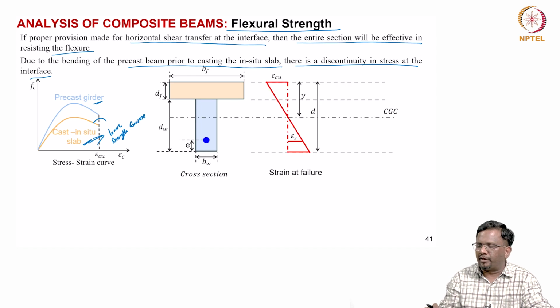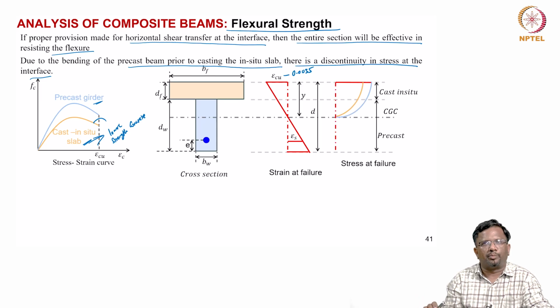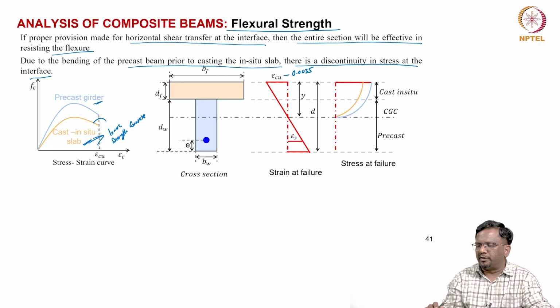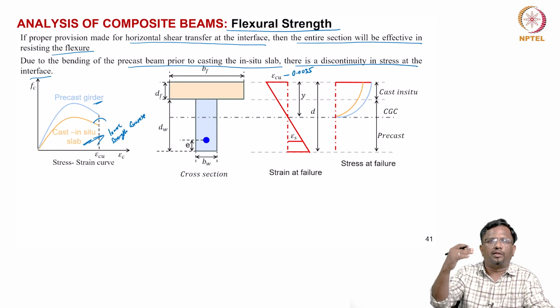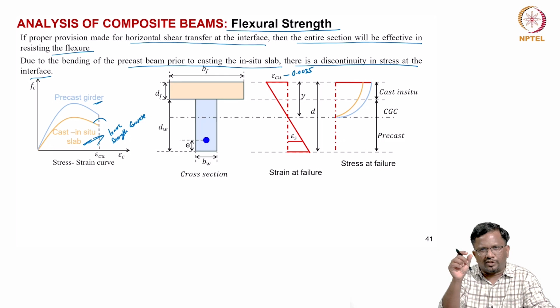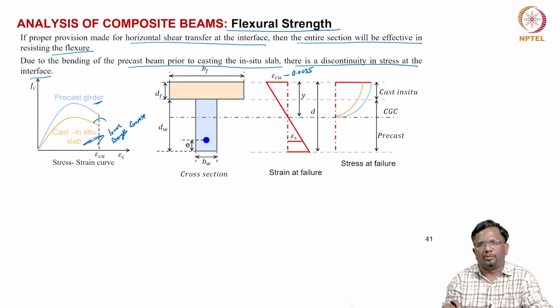So, if you look at it again at ultimate, epsilon Cu we take as 0.0035 in India, and these are the strains from strain compatibility. Now, depending upon your neutral axis, the web and the flange will contribute. But typically in a composite section at ultimate, if you ignore that strain discontinuity, because a lot of redistribution of stresses also will happen.